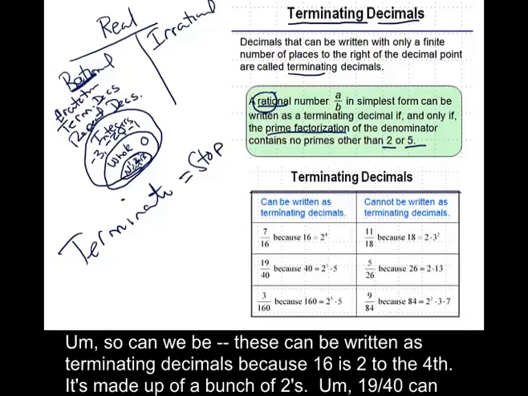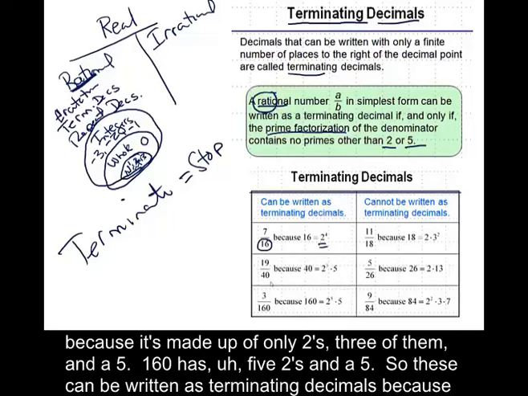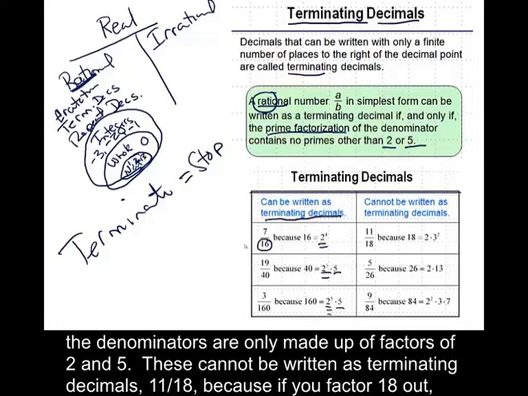So these can be written as terminating decimals because 16 is 2 to the fourth. It's made up of a bunch of twos. 40 can because it's made up of only twos, three of them, and a five. 160 has five twos and a five. So these can be written as terminating decimals because the denominators are only made up of factors of 2 and 5.